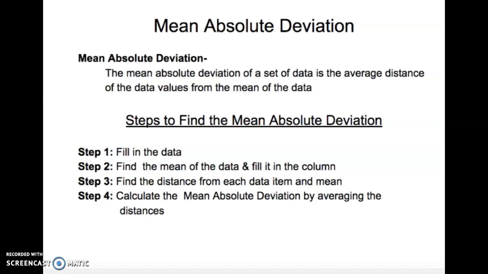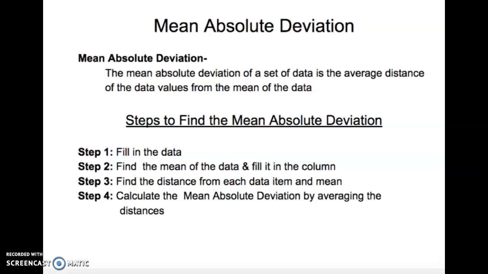Today we're going to learn about mean absolute deviation. So mean absolute deviation is the average distance of the data values from the mean of the data. So I think that'll make a little more sense once we actually do an example.